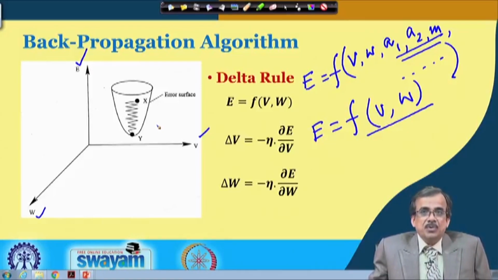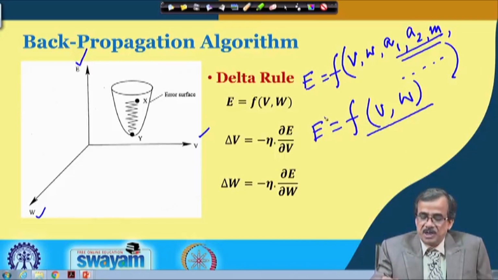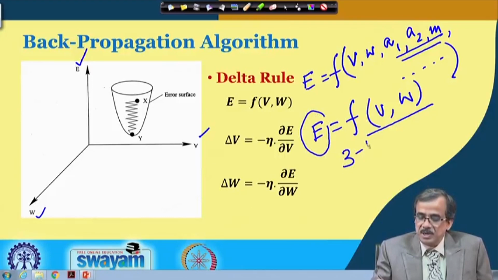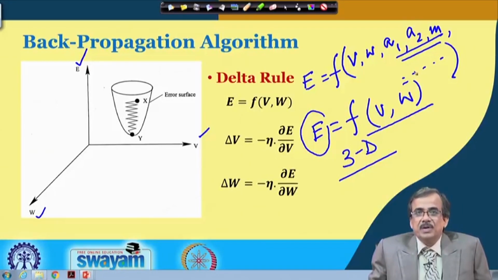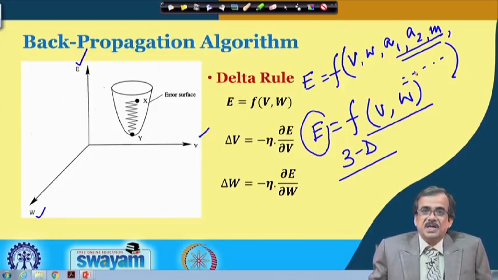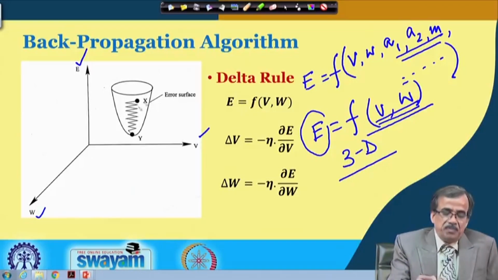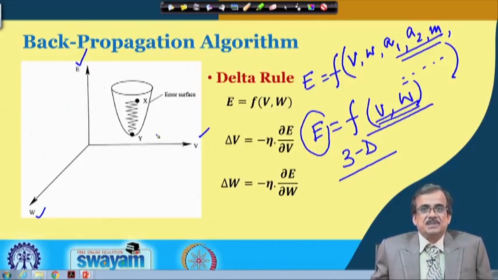Now, we human beings can visualize only up to 3 dimensions, and that is why we have considered that this error is a function of only two variables, so that we can plot this error surface in 3D. If I consider more, it will become 4 or more dimensions, which we cannot visualize. So, let us assume that this error is a function of only two variables, and on the 3D plot I can see what this error surface should be.